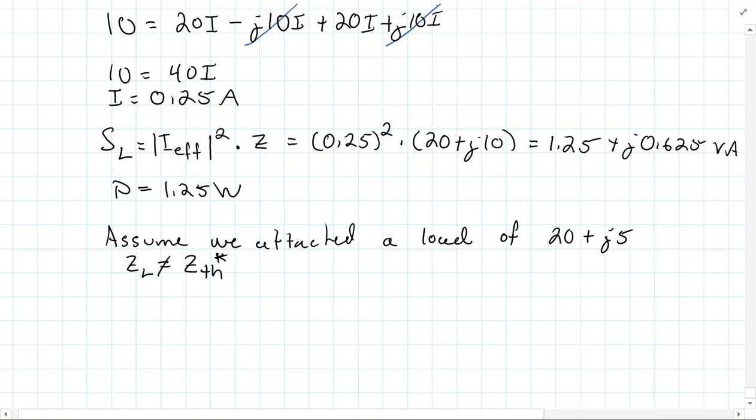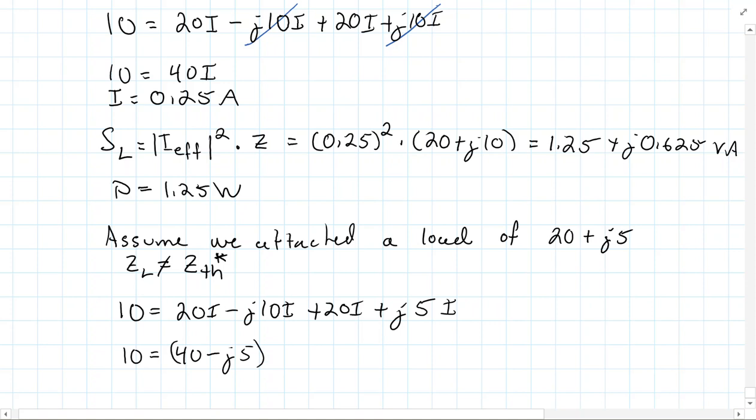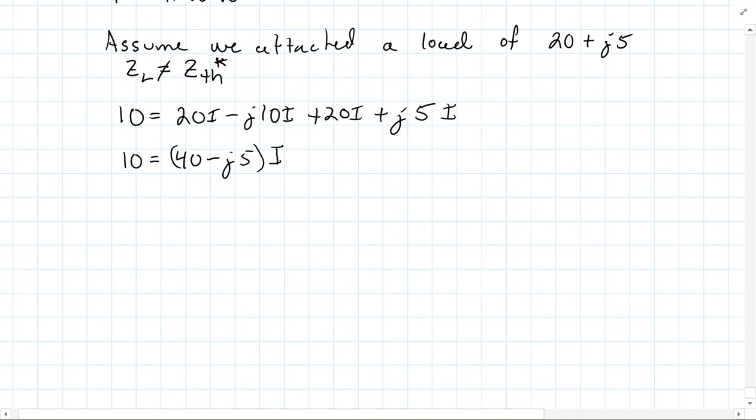Okay, so then the analysis is still going to be the same here, except I'm going to have now 10 is equal to 20I minus j10I plus 20I plus j5I, which of course is going to give you 10 is equal to (40 minus j5) times I. So if I do that, and I'm going to carry out a couple decimal points here, we get that I is equal to 0.246154 plus j0.030769 amps.